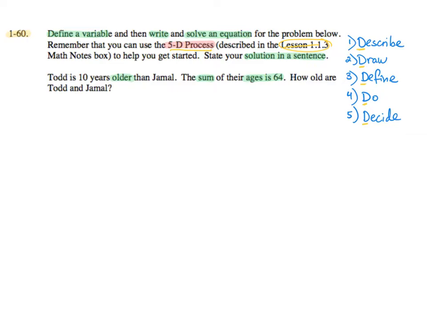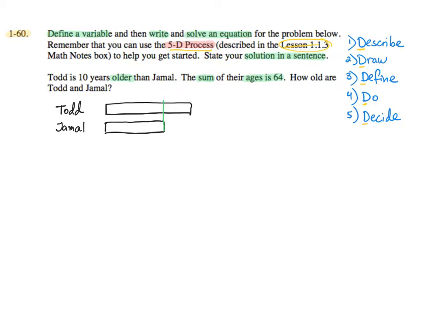So the first two steps could be combined together. You could describe and draw. The description is going back to the text and figuring out what's going on. So one person is older than the other, and then we have the sum. So I'm going to describe and draw at the same time. I know that Todd is older, so I'm going to draw a picture or a diagram for both of them, but one of them will be longer. So older means more. What that diagram shows me is there is a gap right here.